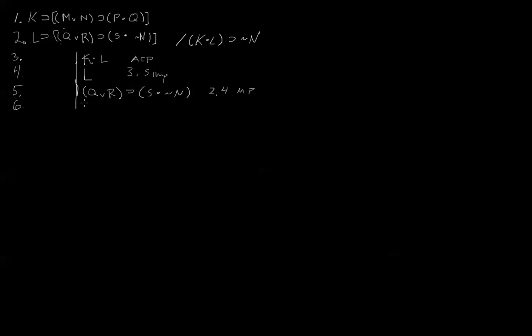So how do we break this apart? We don't have a Q or R. I'll tell you one thing we could do is we could make another assumption, and our new assumption might be something like Q. Let's say it's Q.